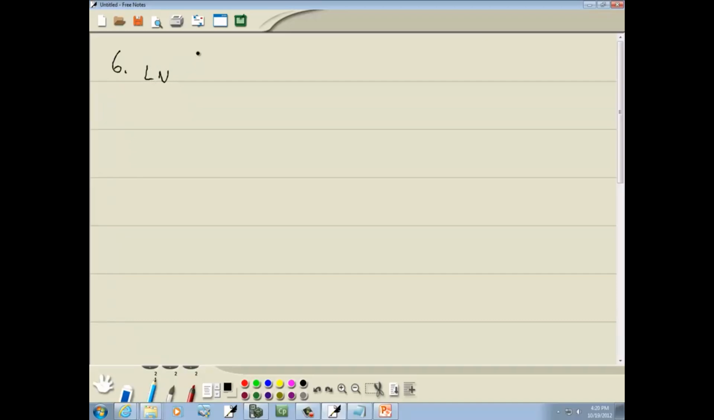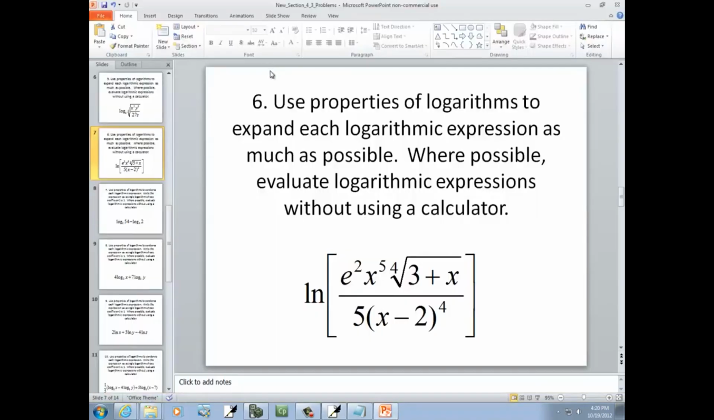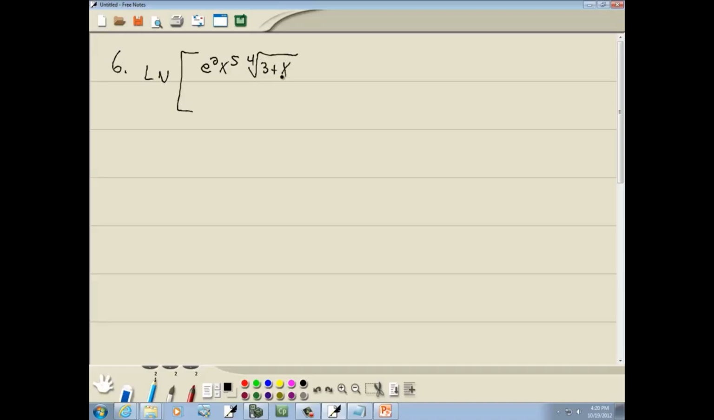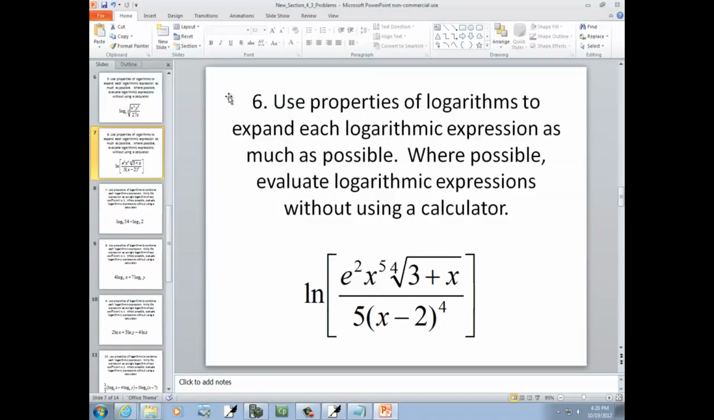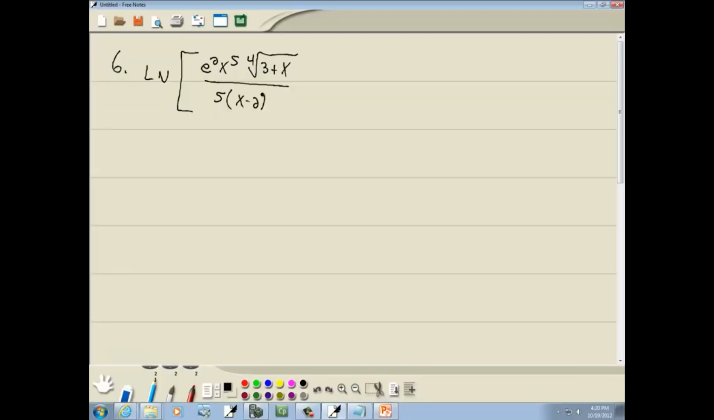Got a natural log of e squared x to the fifth, fourth root, 3 plus x over 5 times x minus 2 to the fourth. Well, I know in my first step I'm going to rewrite that fourth root as the 1/4 power. We'll get to that. The main thing that's happening here is we got something nasty on top divided by something nasty on the bottom.